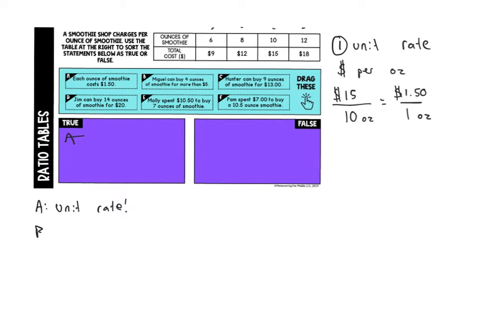Do B. So B says Miguel can buy 4 ounces of smoothie for more than $5. More than $5 to buy this. So we can set up another rate using the unit rate. Well, if it's $1.50 per 1 ounce, and we want to know how much it is for 4 ounces, this is multiplication. So we took 1 and we multiplied it by 4 to get to 4. So we'll do the same thing up top. 150 times 4. Go ahead and calculate that.